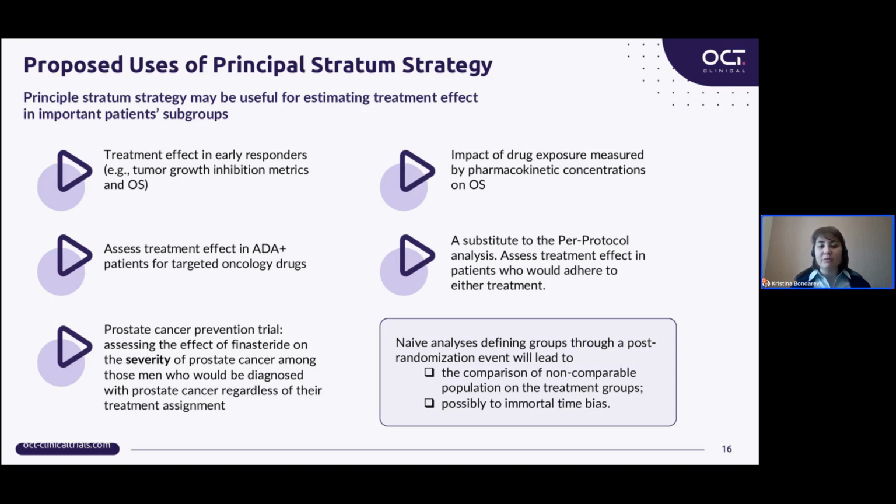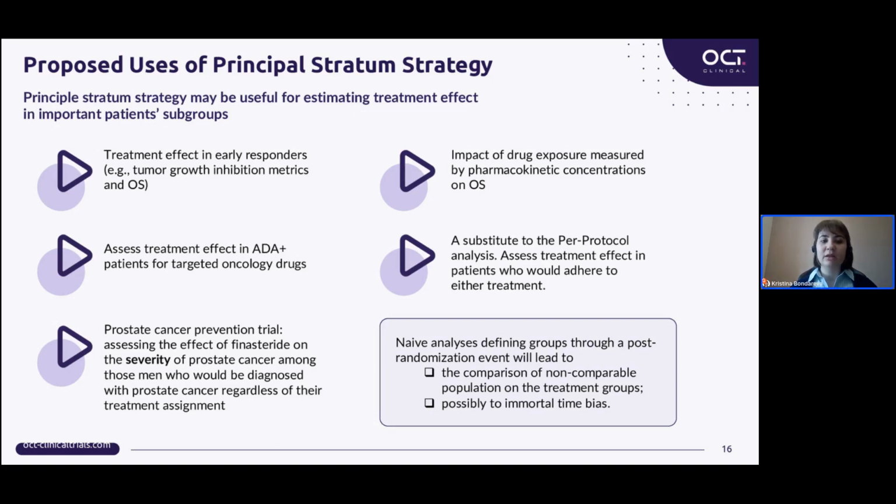Though a principal stratum strategy has not been common in regulatory oncology clinical trials, its potential utility has been the topic of many discussions. Let's consider some of them. Tumor growth inhibition metrics are used to predict the effects of treatment on overall survival. Achieving a specific favorable tumor metric shortly after treatment start could be considered as an intercurrent event. One could be interested in estimating the treatment effect in terms of overall survival in patients that achieve tumor response.